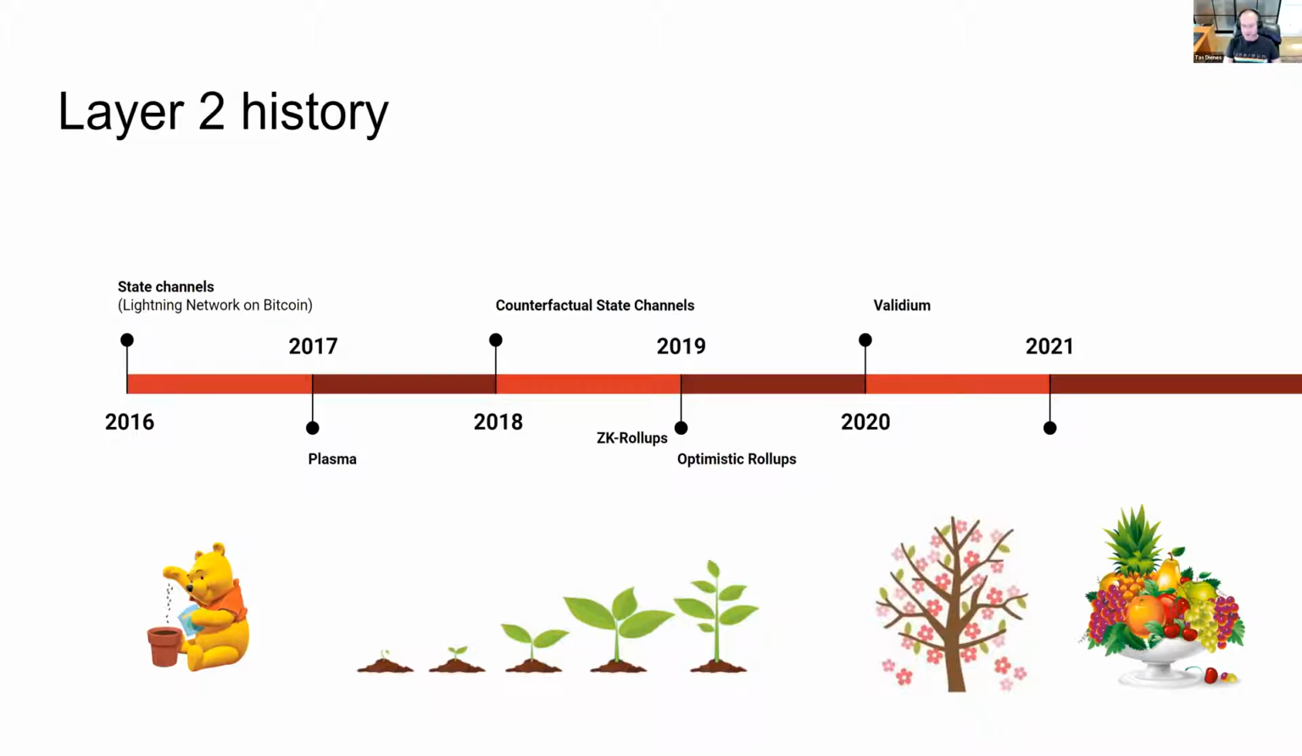So it's been a process of planting seeds, watching them germinate, watching layer 2 grow and flower. And finally, we're starting to see the fruits. We're seeing projects moving on to layer 2. And I think 2021 will really be the year where layer 2 takes off, and we see a lot of things happening on layer 2.